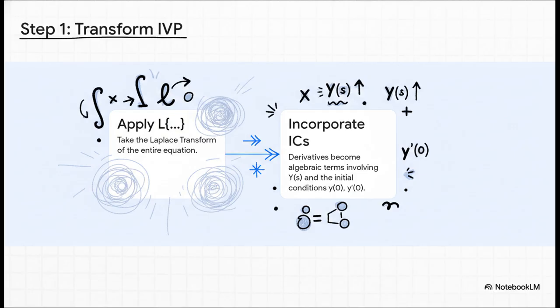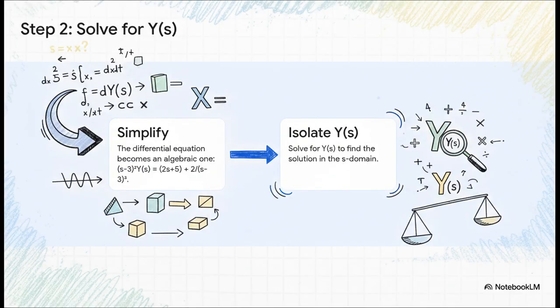And here's the really neat part. The rules for transforming derivatives automatically take care of the y double prime and y prime. They turn them into algebraic stuff involving Y of s, that's the transform solution we're looking for, and they plug in our initial conditions for us, all in one go. And right here, this is the magic of the whole method. Just like that, the differential equation is gone.